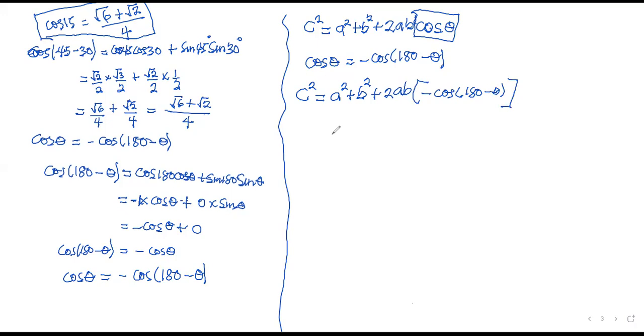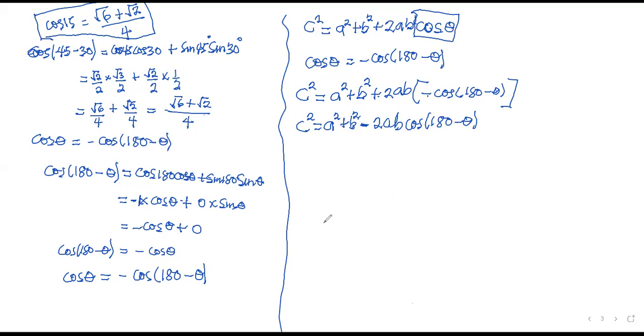Are you with me? Somehow. So now negative times positive is equal to negative: minus 2ab cos of 180 minus theta. This is another form of cosine rule, but this is when you use the corresponding obtuse angle.